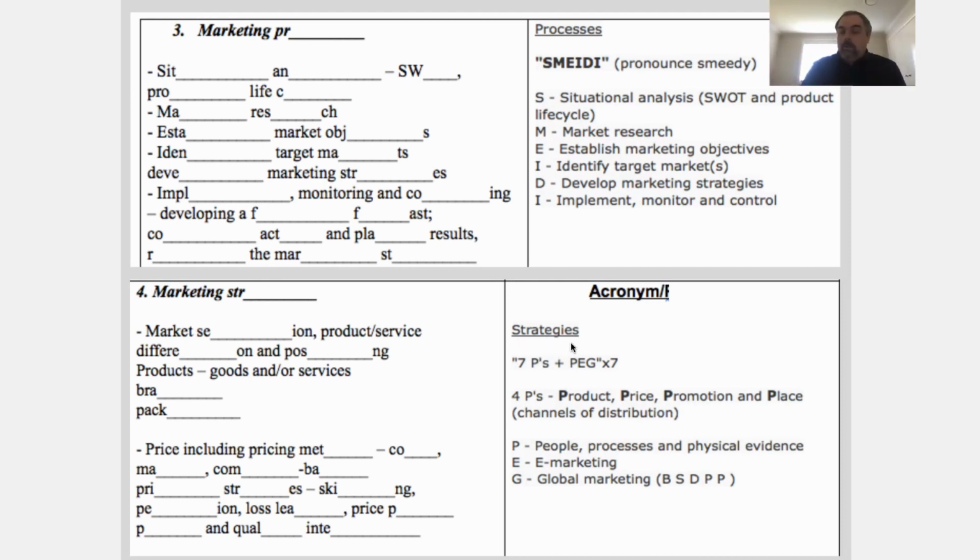Over on this side, again, we've got our strategies. Now, you might look at 7 Ps or PEG. And again, you can make up your own acronyms, mnemonics, and as I said, there are some around. If you search on the internet, there are lots of them around.